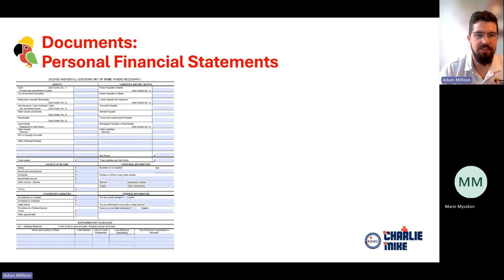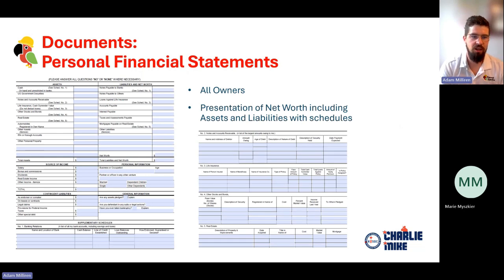Personal financial statements. The purpose of this, all owners need to provide them, but really it just presents your net worth and a breakdown of what goes into that net worth. It shows your assets and the correlating liabilities, and the underwriters make adjustments because they're not going to come after your life insurance. They're not going to come after your homestead. And so those things are usually rolled out. And really, they're just looking for depth of wealth behind the company.